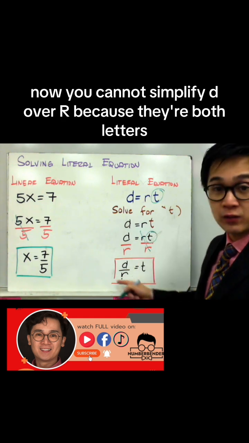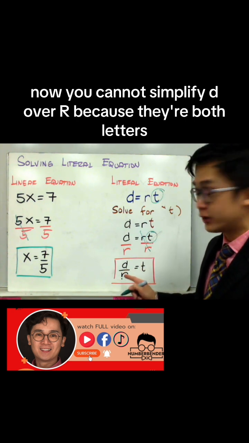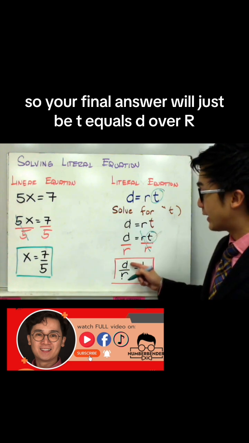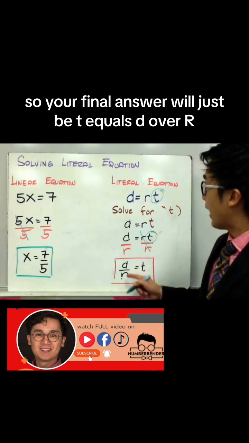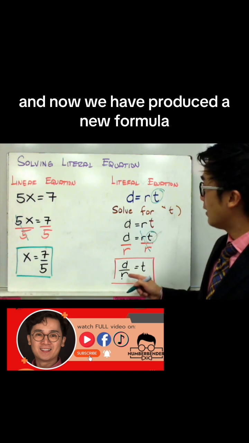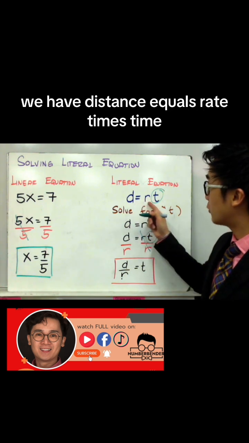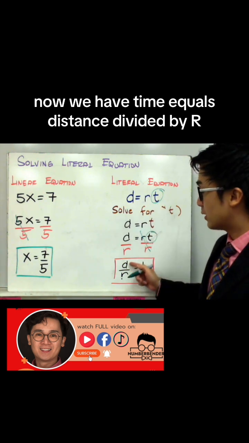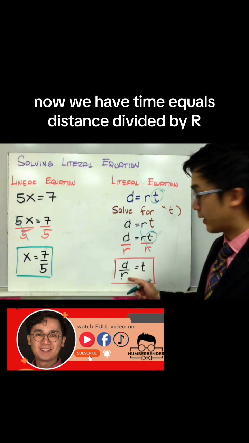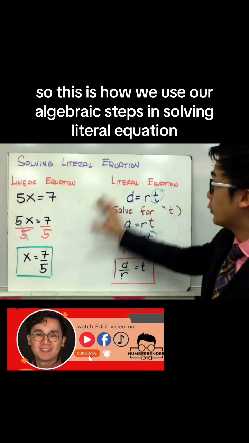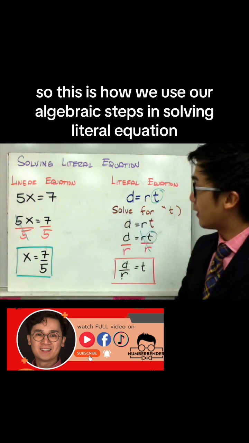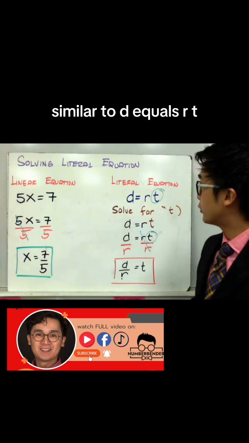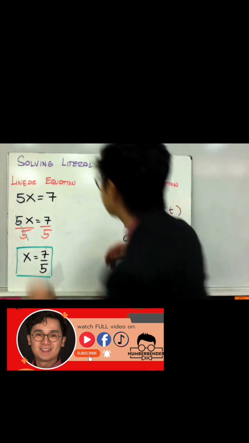You cannot simplify d over r because they're both letters, so your final answer is just t equals d over r. And now we have produced a new formula. We had distance equals rate times time, and now we have time equals distance divided by r. This is how we use algebraic steps in solving literal equations similar to d equals rt.